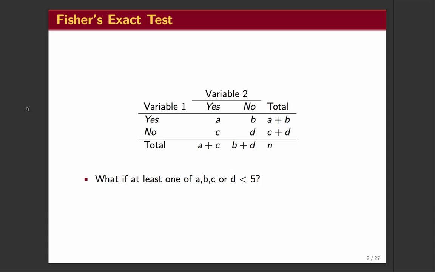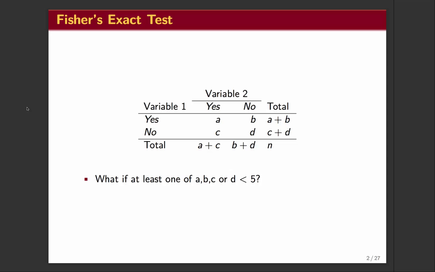Put another way, how many of you have heard of Fisher's exact test? It comes up. So this is really an answer to the question of what if A, B, C, or D is less than 5? And this is specific to a 2x2 table. But then we start getting into issues where we just have too few observations to do approximation.